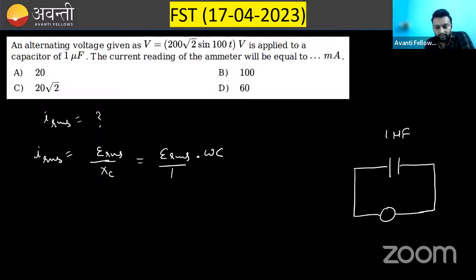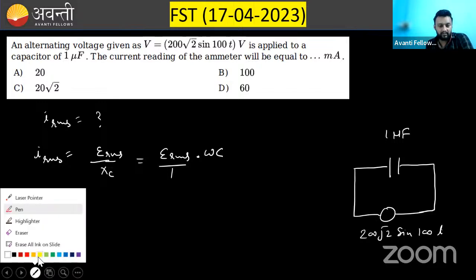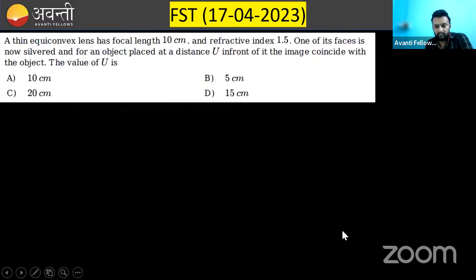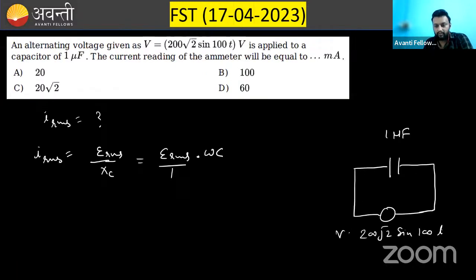Omega is given according to the question. The EMF is given as 200 root 2 sine 100t. I think you remember the original equation. V is equal to V naught, or E is equal to E naught sine omega t. This is the original equation. Comparing, you can get omega is equal to 100. Capacitance is given. And ERMS we can calculate.